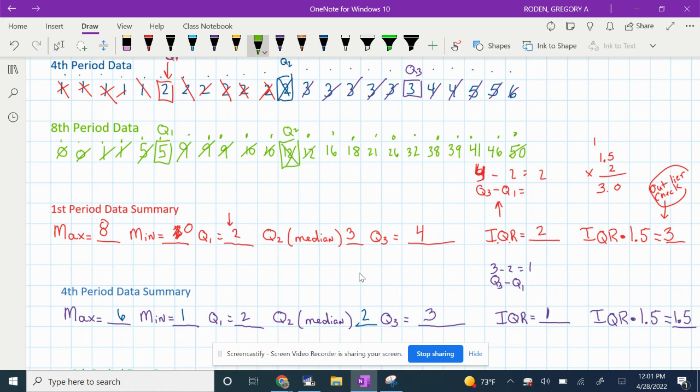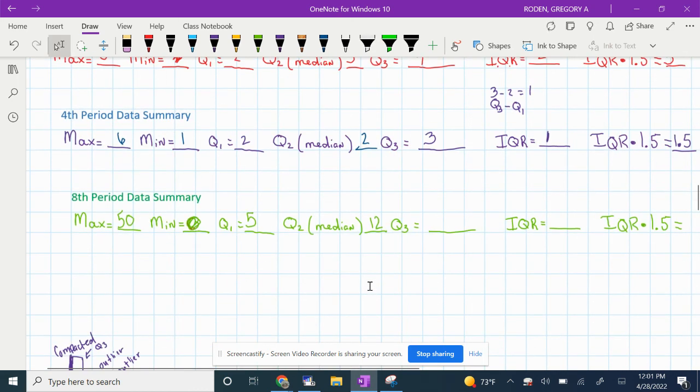And then my Q3, let's do that. So this 12 cancels out this 50. This 16 cancels out this 46. This 18 cancels out this 41. This 21 cancels out this 39. This 26 cancels out this 38. And now we can see that that 32 is my Q3. So that's going to be my Q3. So Q3 is going to be 32. Okay. My IQR, remember how we find IQR?